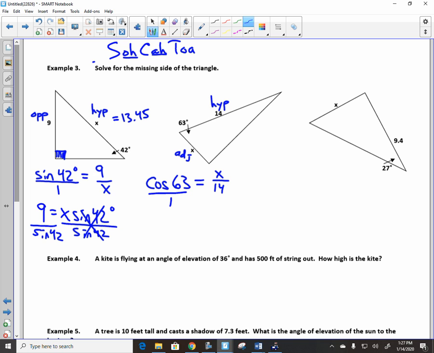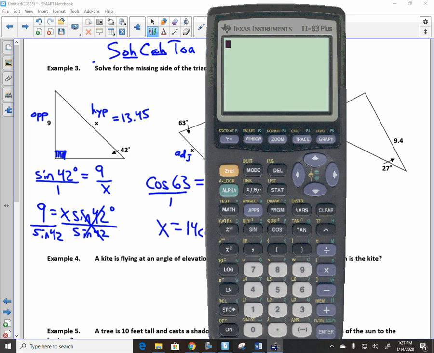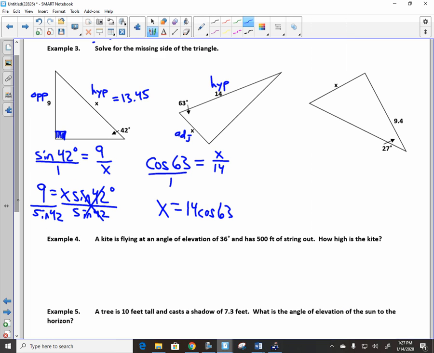So look at your first problem. X ended up being in the denominator. Here, x is in the numerator. It changes depending on the problem. When I cross multiply, I get x times 1 is x. And over here, I get 14 times the cosine of 63. So let's try that. 14 cosine of 63, and I get 6.36.